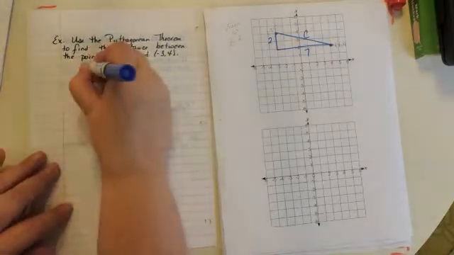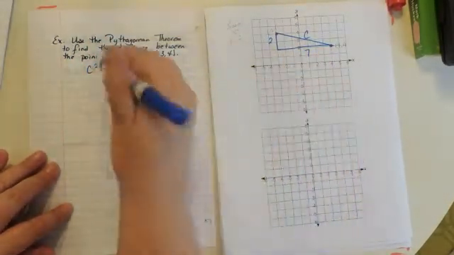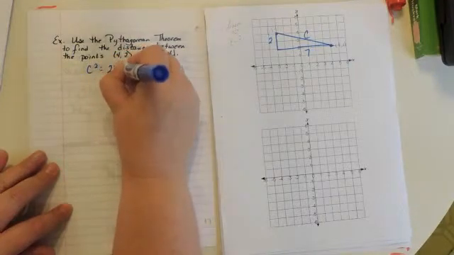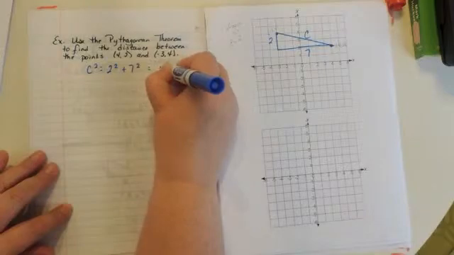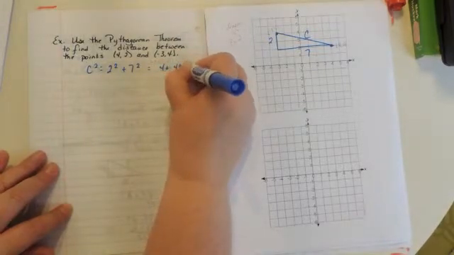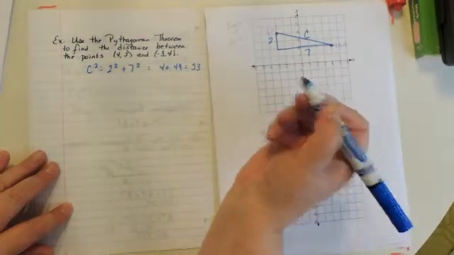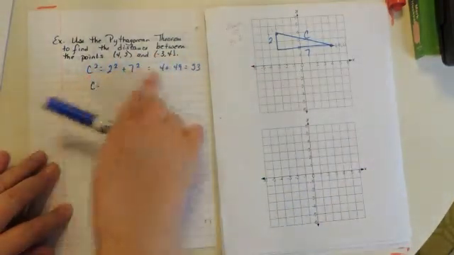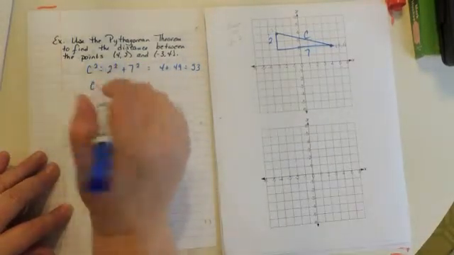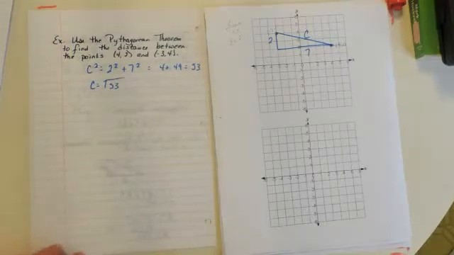So we know that C squared is going to equal 2 squared plus 7 squared. And that's going to equal 4 plus 49, which equals 53. So C is going to equal the square root of that, because this is C squared. So this is going to equal the square root of 53. And there's nothing more you can do with that.